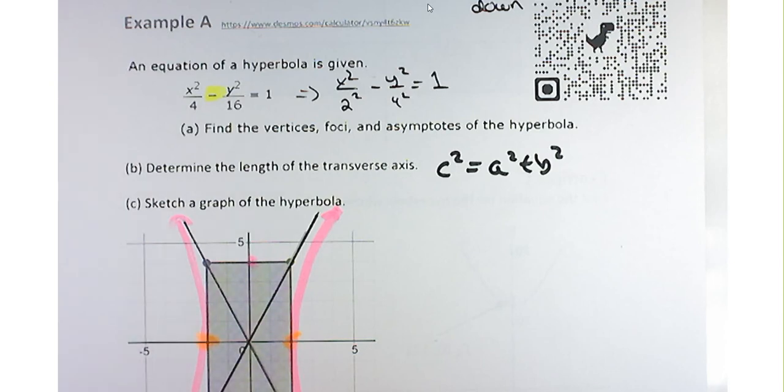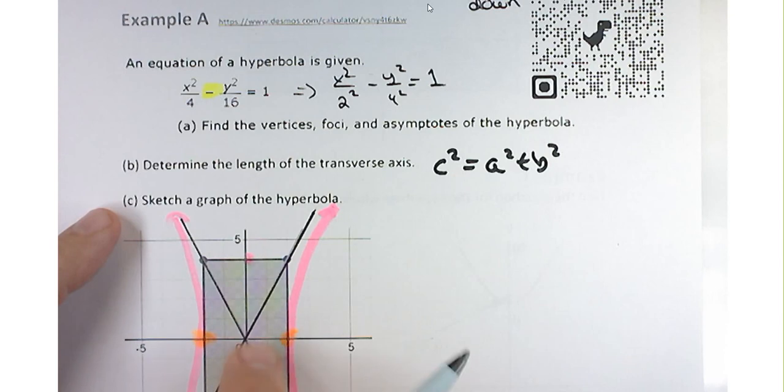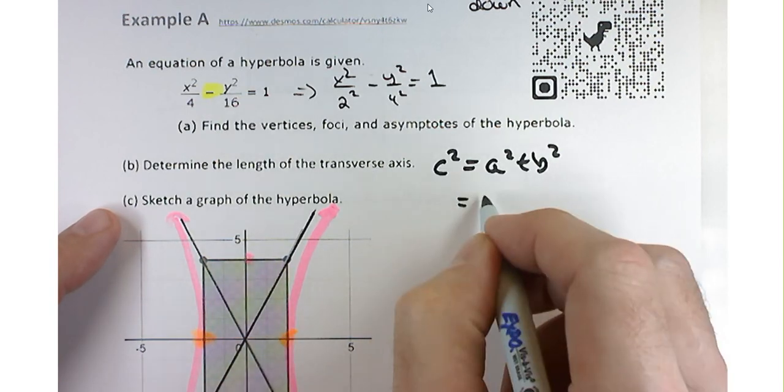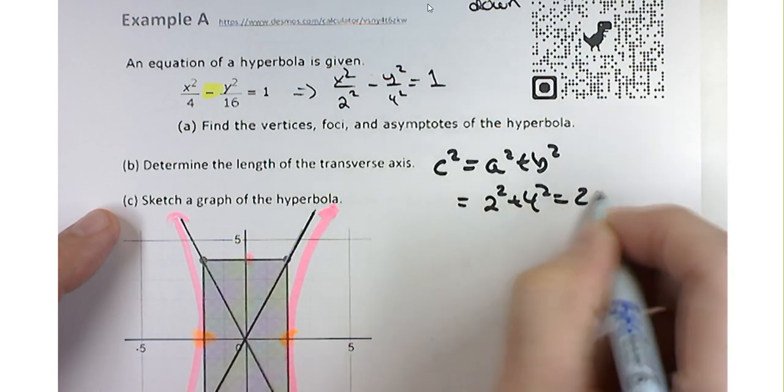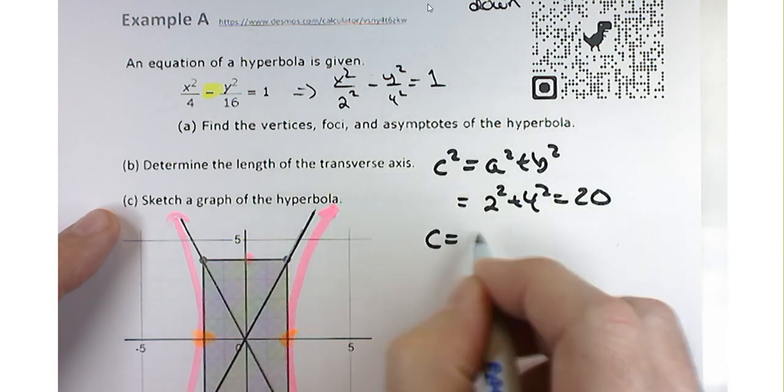I know. It's like, well, wait a minute. Now you're changing it up? Yes. If we didn't change it up, then we'd end up with a calculation that would put us inside of this box. And if you get foci inside here, there's a mistake. In our case, that's going to be 2 squared plus 4 squared, which is 20. So c is going to be the square root of 20.